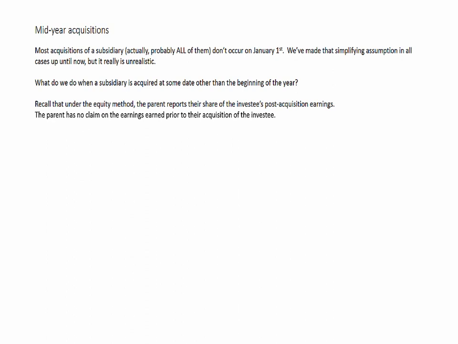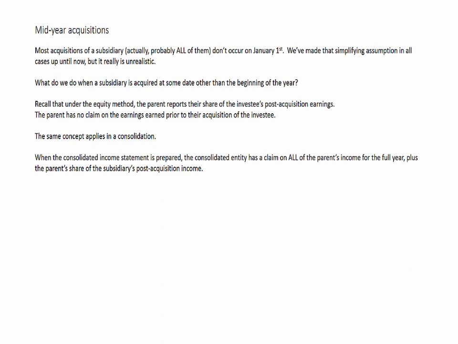Recall that under the equity method, the parent reports their share of the investee's post-acquisition earnings and post-acquisition dividends. The parent has no claim on the earnings earned prior to their acquisition of the investee. The same concept applies in a consolidation. When the consolidated income statement is prepared, the consolidated entity has a claim on all of the parent's income for the full year, plus the parent's share of the subsidiary's post-acquisition earnings. They have no claim on the subsidiary's pre-acquisition income.